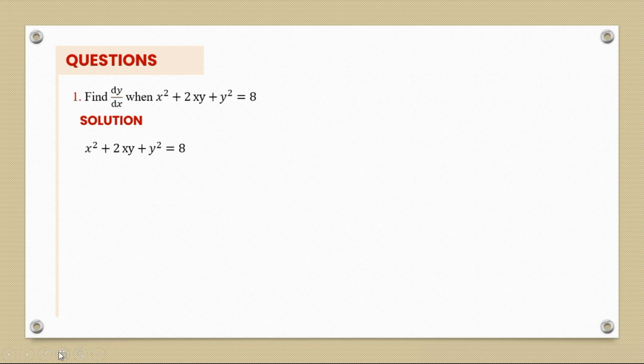Alright, let's look at our first example. We're asked to find dy/dx when x squared plus 2xy plus y squared is equal to 8. This is a unique example. We have x squared, and I believe we know how to differentiate that. Then we have 2 times x times y. Now x times y are two different variables multiplying each other, so we're going to employ the product rule here. Then there is y squared, which we know how to differentiate. And of course 8 is a constant.